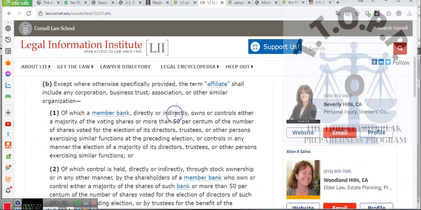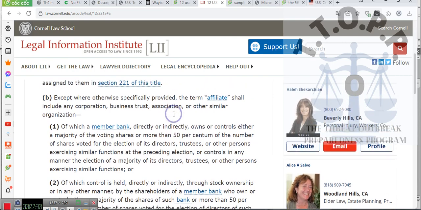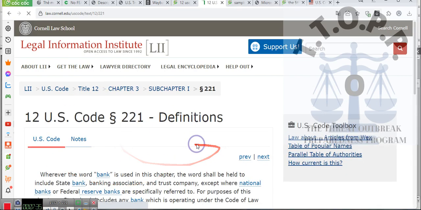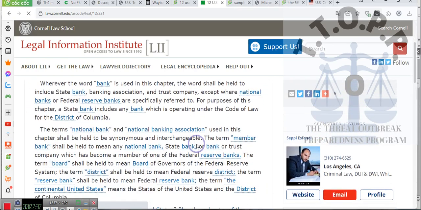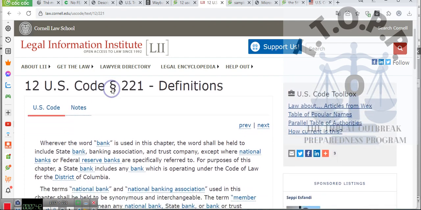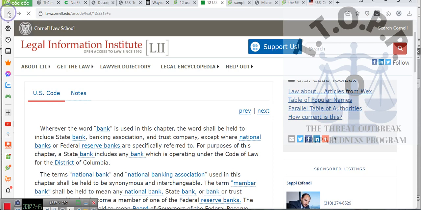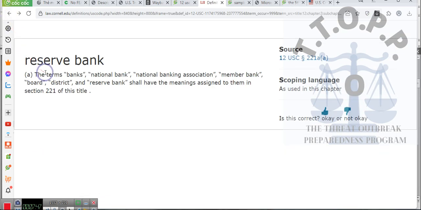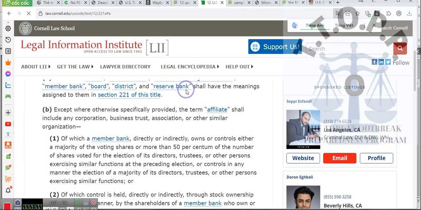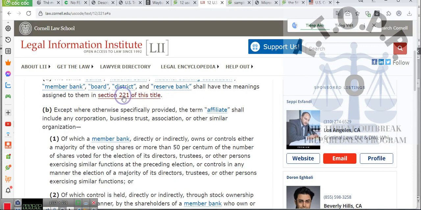Now, why did it bring us all the way down here? Because remember, we're supposed to be going here. We're not supposed to be reading that junk. That's not where we're going. We're supposed to be here. So pay attention. 221. This says Section 221. We clicked over here because this says this is where the source is. That is a lie. The source is 221. It assigns them in 221, but it sends us to 221A. We need to go to 221.